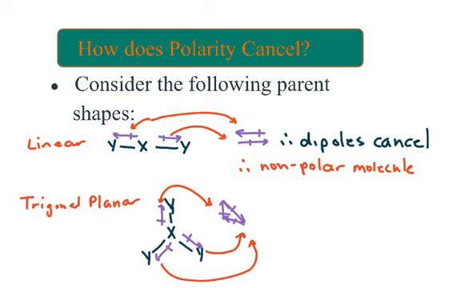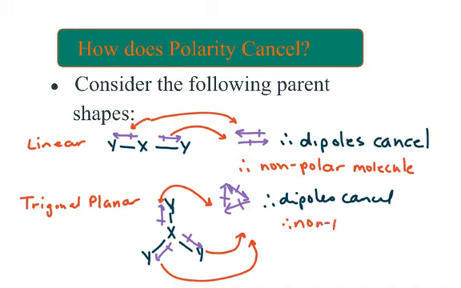Never mind. Hold the phone. Let's try it again. All right, there's the first one. There's the second one. There's the third one. That's better. So again, since dipoles cancel, we can conclude that this molecule would be non-polar overall. And again, it would have the characteristics of a non-polar molecule.